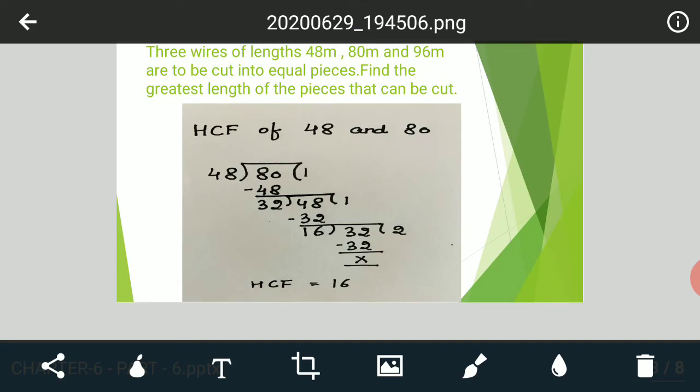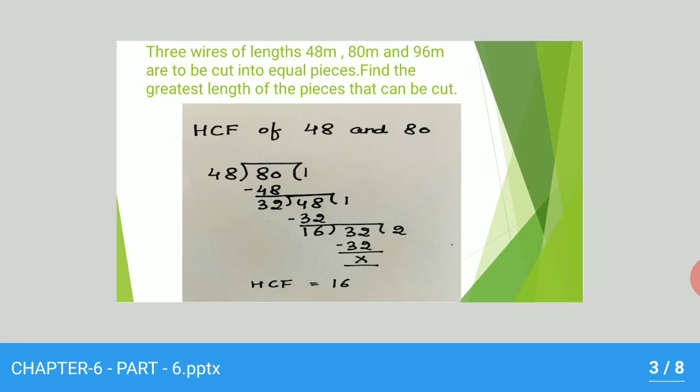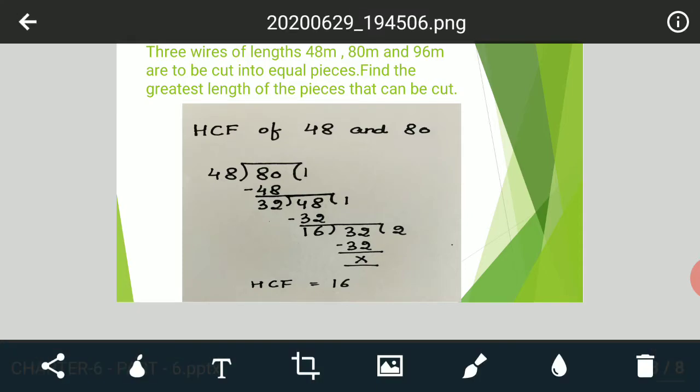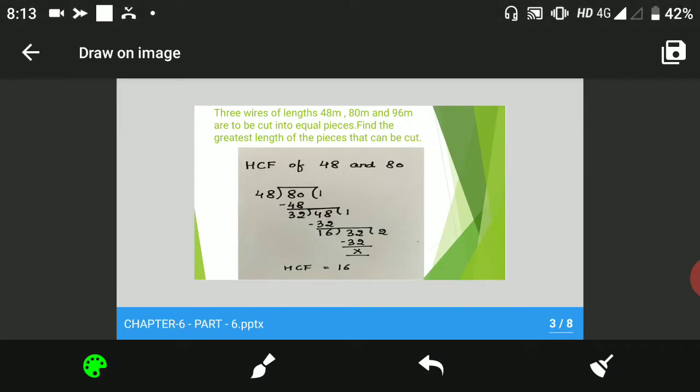Now we do the next question. Three wires of length 48 meters, 80 meters and 96 meters are to be cut into equal pieces. Find the greatest length of pieces that can be cut. So firstly, students, we will find the HCF of the first two numbers with the help of the long division method. 48 will come outside, 80 will come inside. Now 48 ones are 48. Now 80 minus 48, I will get 32.